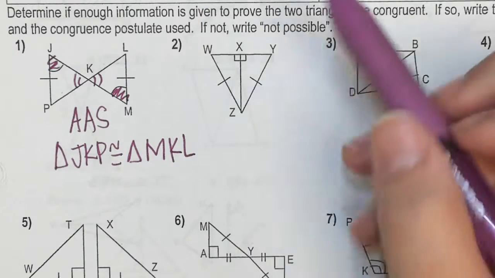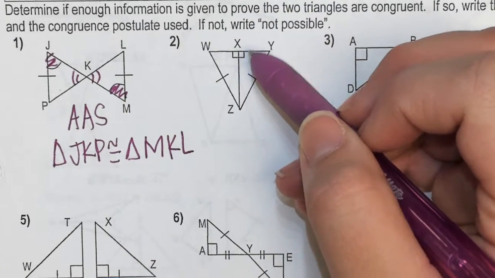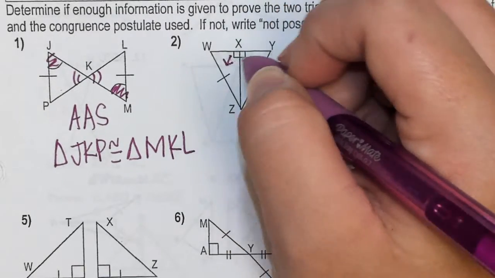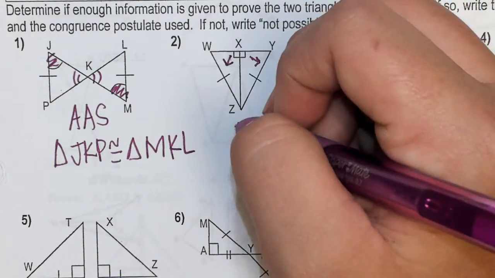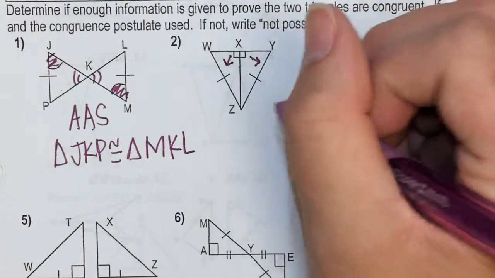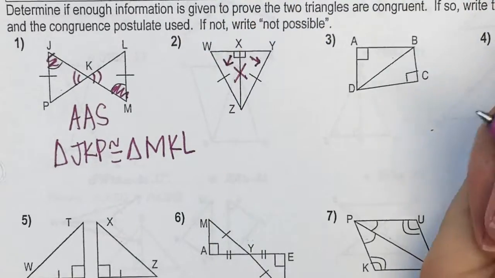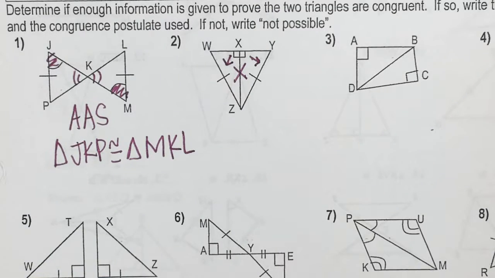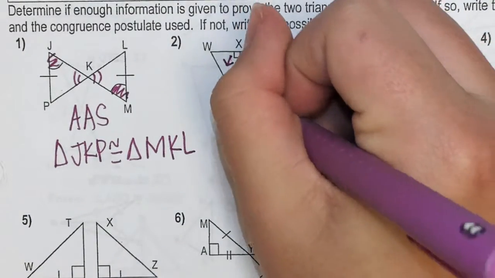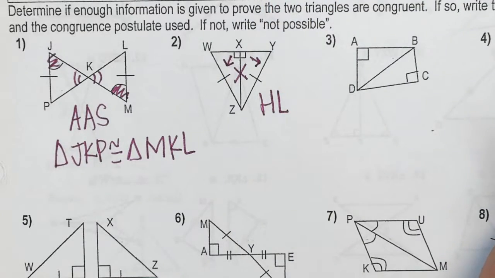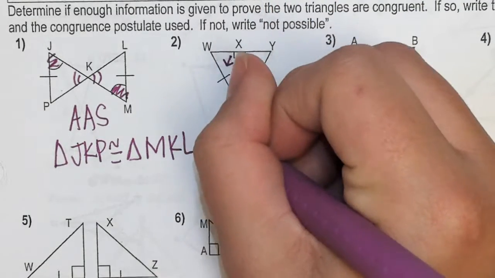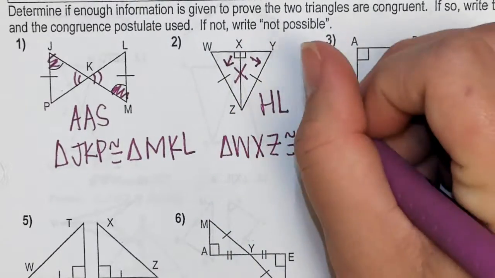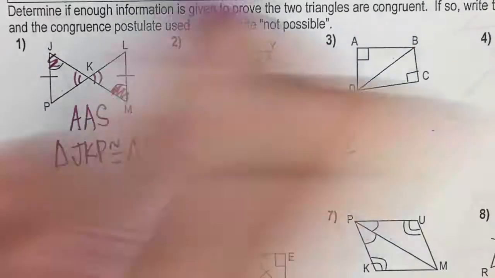Okay, let's look at two. Well, first of all, I see 90 degrees, right? That should be like a huge hint. The hypotenuse is across from your 90 degrees, and are those the same? Yes. And then what do I know about the leg? They're congruent. It's reflexive. So we can use hypotenuse leg. You can just write HL. So triangle WXZ is congruent to triangle YXZ.